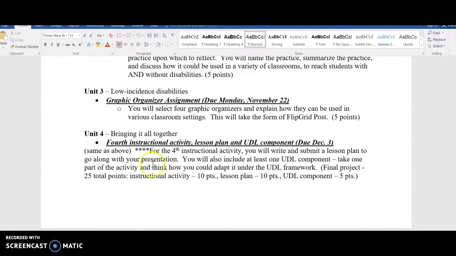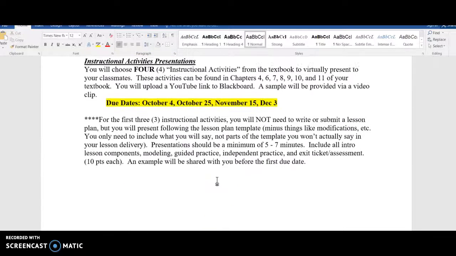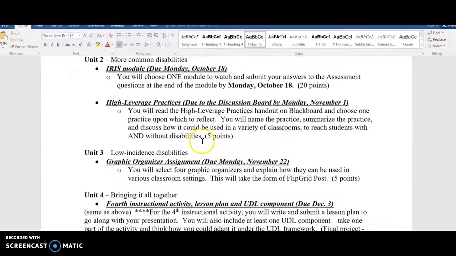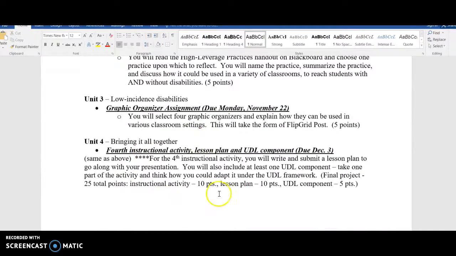Okay, so for this final project, it's 25 total points. The instructional activity is 10 points, so same as above, right? These are all worth 10 points each, okay? 10 points for the instructional activity, 10 points for your written lesson plan, and then 5 points for the UDL component and how you incorporate that. So it's a total of 25 points.